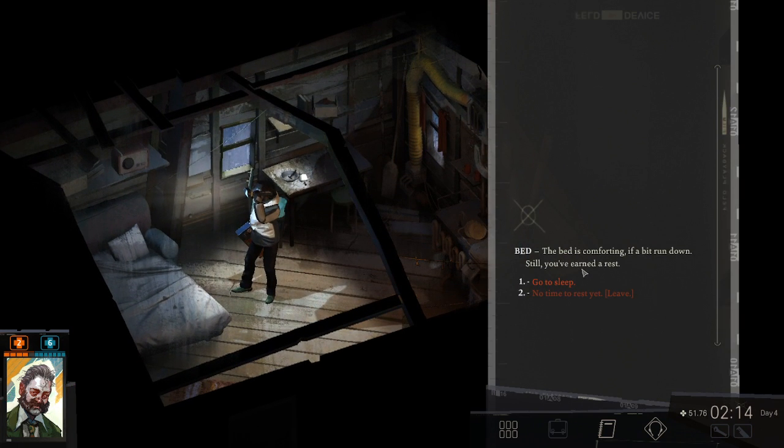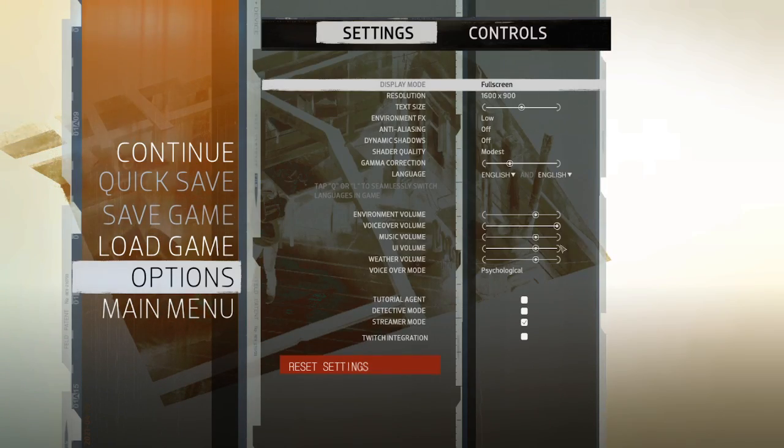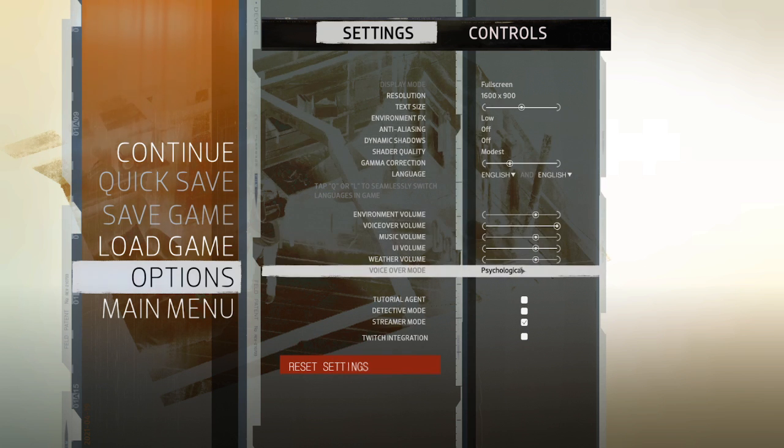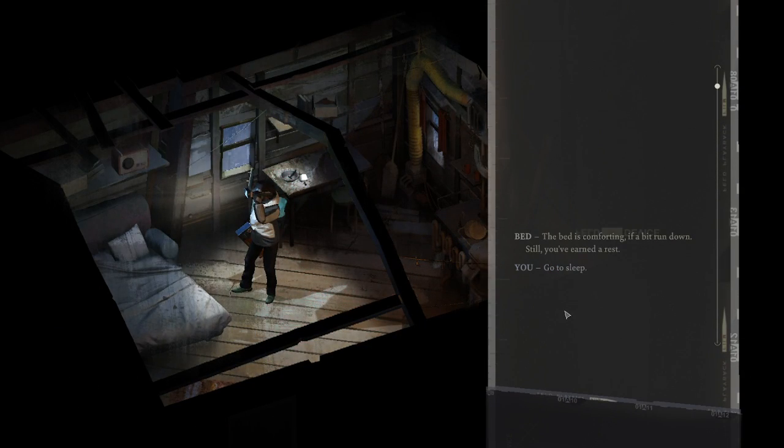The bed is comforting. If a bit run down, still you've earned a rest. Alright, let's turn on the voice acting in case we have another dream tonight, which we usually do. Alright. Go to sleep.